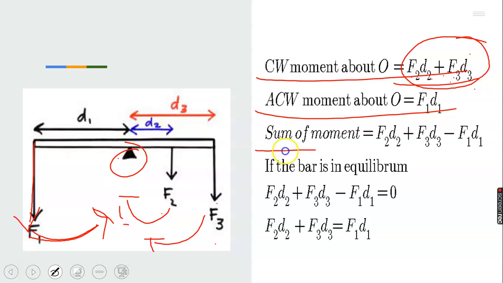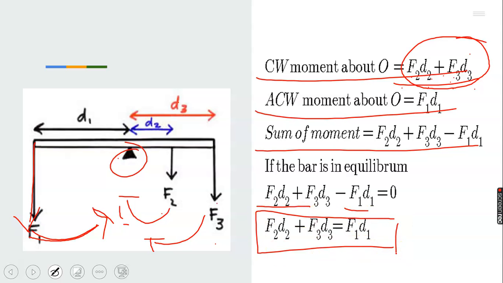The sum of the moments is this, because we said when they are in equilibrium, they cancel out. Now, F2 D2, F3 D3, this is it. Subtract F1 D1 from it, because this one is moving against, in the opposite direction. Take F1 D1 out. This is what you have. This is the way we will be calculating moment of force.